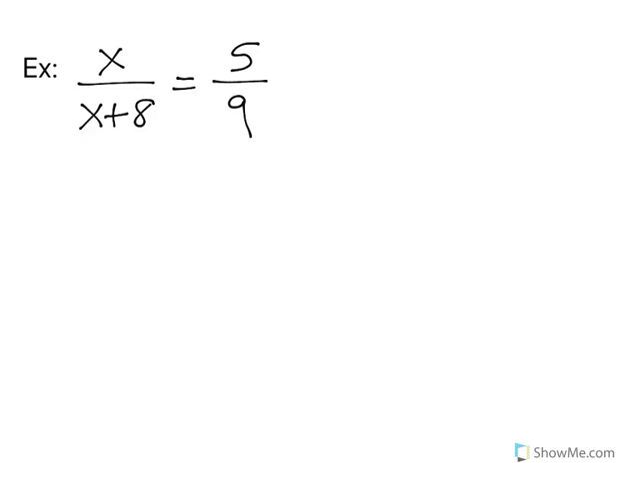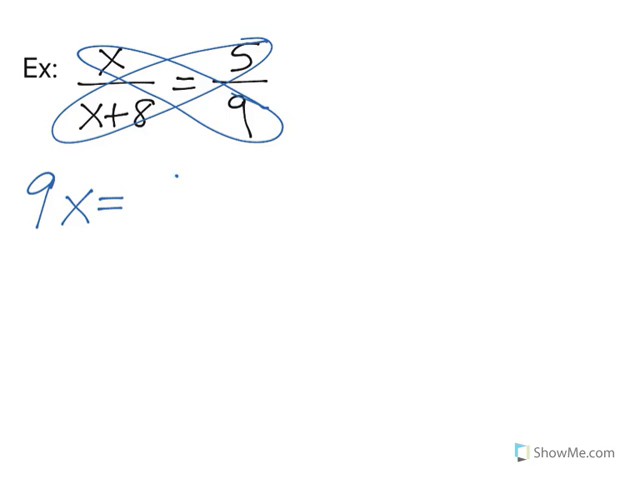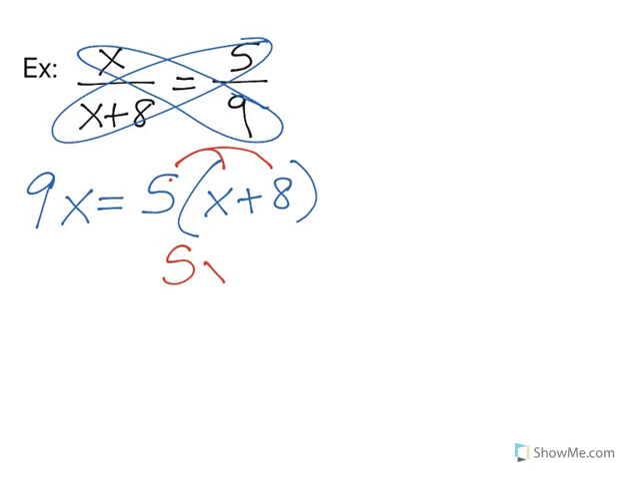Okay, this one is very different because we have a binomial, right? We have two terms in the denominator. The idea is the same. We cross multiply. So 9x equals 5 times the entire quantity of x plus 8. So that means we want to distribute this. So 5 times x is 5x, and 5 times 8 is 40. So I have 9x equals 5x plus 40.